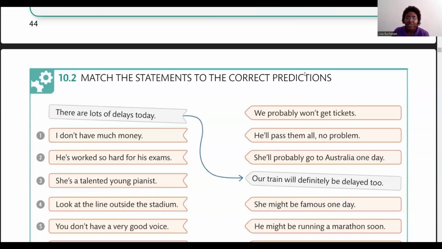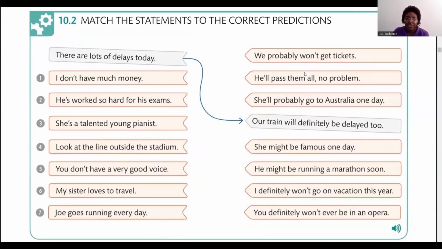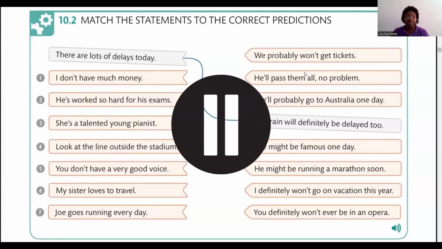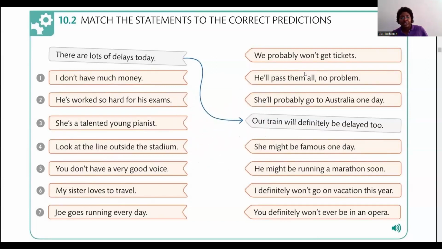Let's look at matching the statements to the correct prediction. So we have to get used to being given a sentence or a statement and then matching it with a prediction. So let's look at the vocabulary and the sentence structure and how we do that. You can go ahead and pause the video and see if you can match them, and then I'll give you the answers. Let's look at the first one.